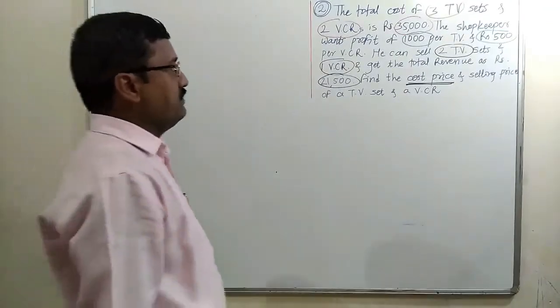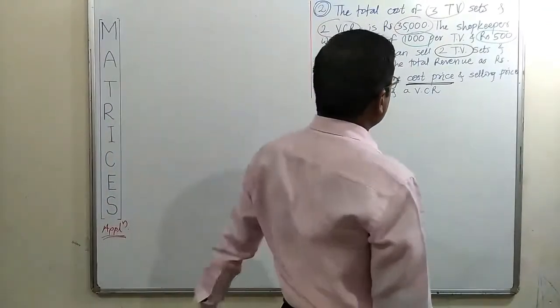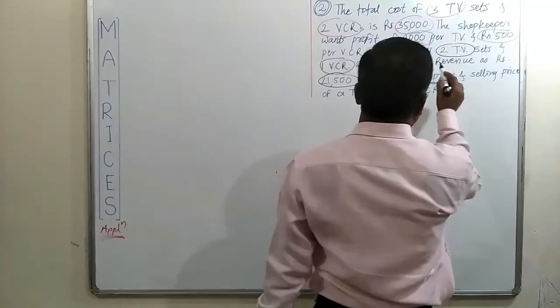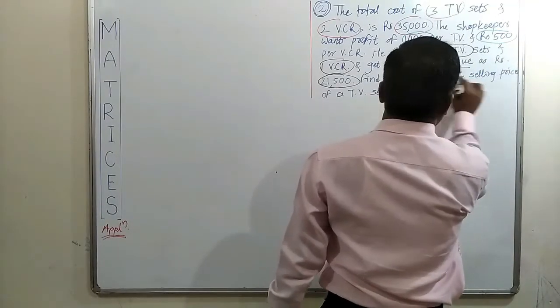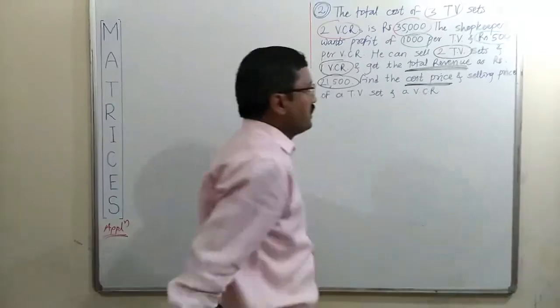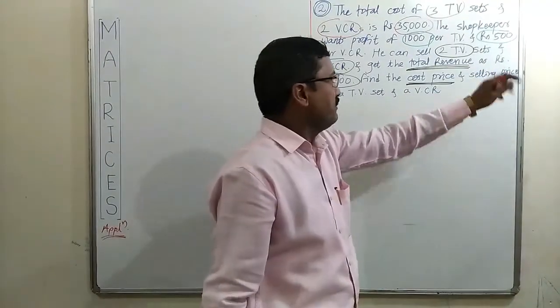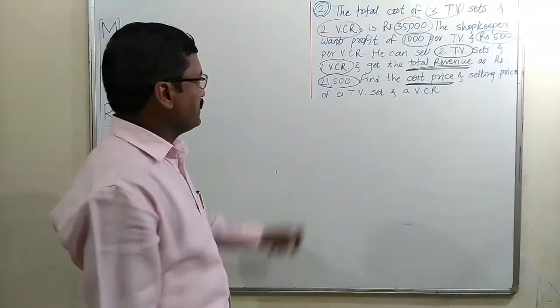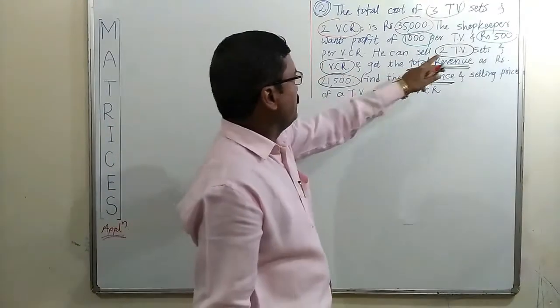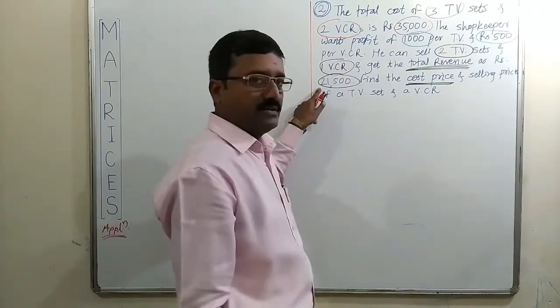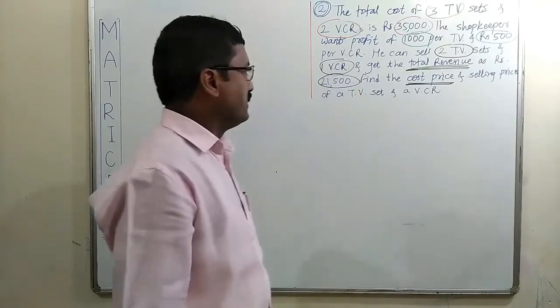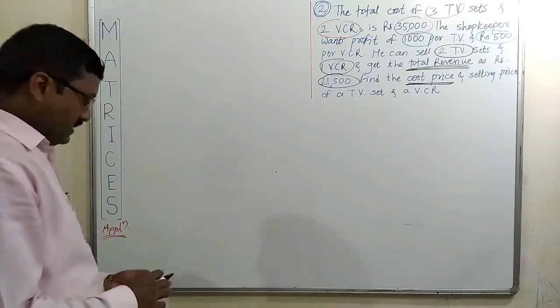Obviously, cost price will be less than selling price. Here, the one word is used, total revenue. What is meant by total revenue? Total revenue means the amount he obtained. That means it will actually be the selling price, the total selling price. By selling 2 TV sets and 1 VCR, it is given 21,500. So let us start.